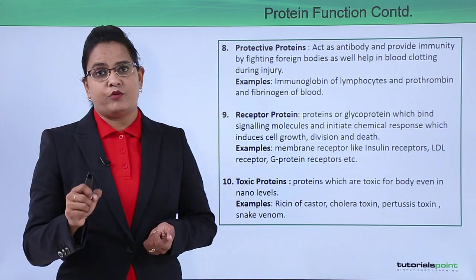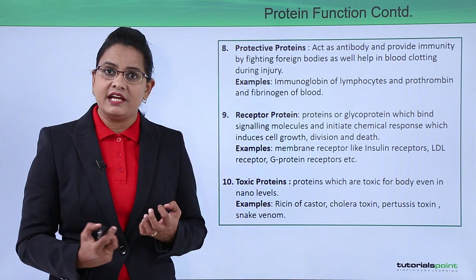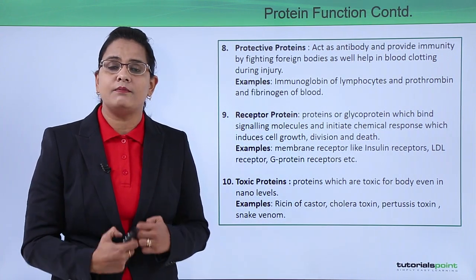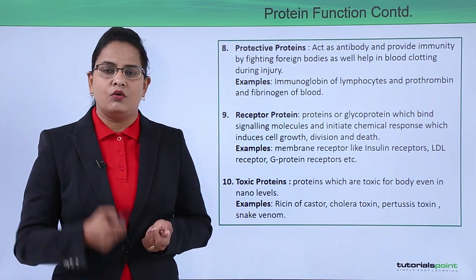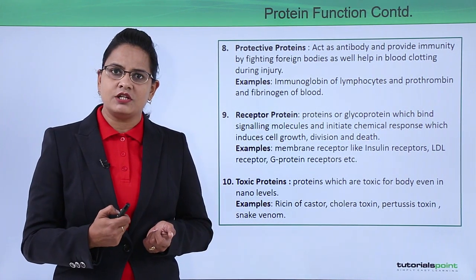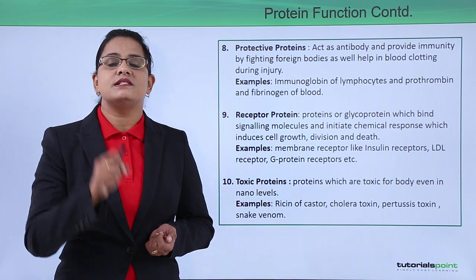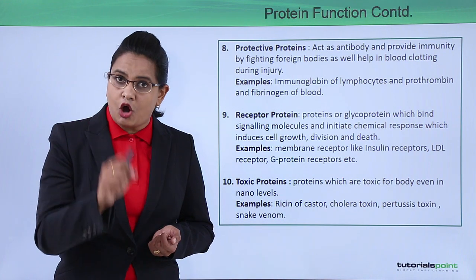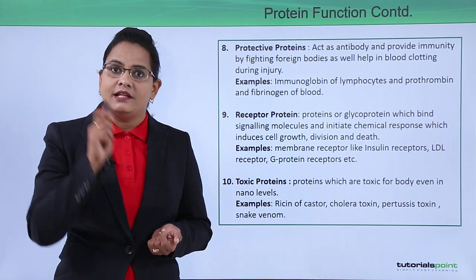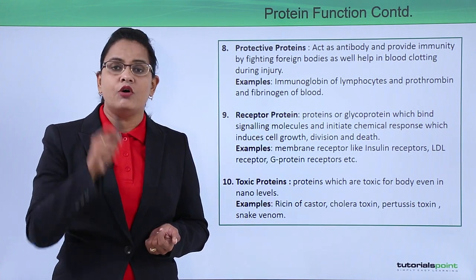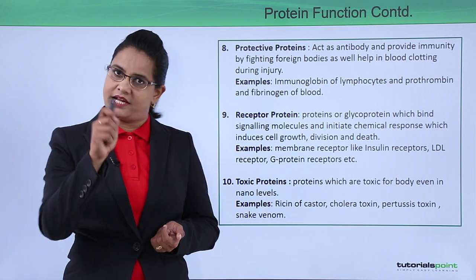Next is protective proteins. So they help in protection. Protection as in they protect our body against infections by foreign bodies. So we all know who does this function? The antibodies in the blood. So the immunoglobulins present in the lymphocytes. Also the clotting of the blood, which prevents blood from flowing out of the body. Those proteins are also protective proteins, like fibrinogen and prothrombin present inside the blood.